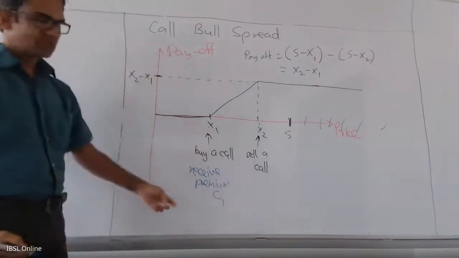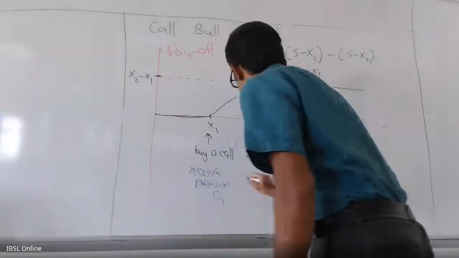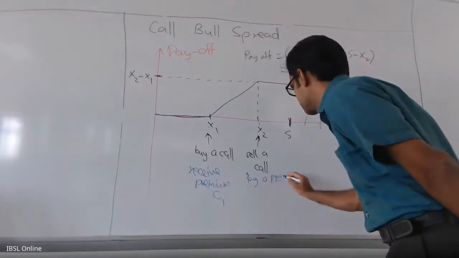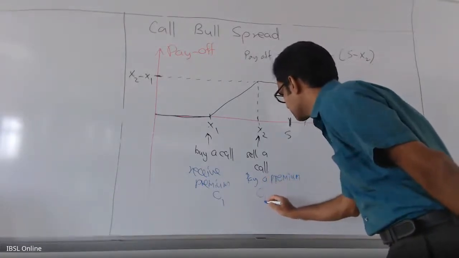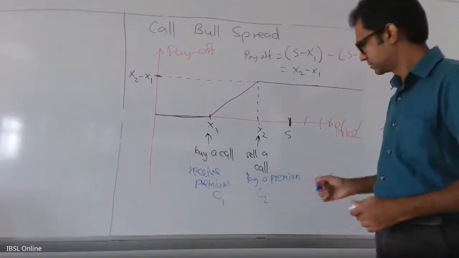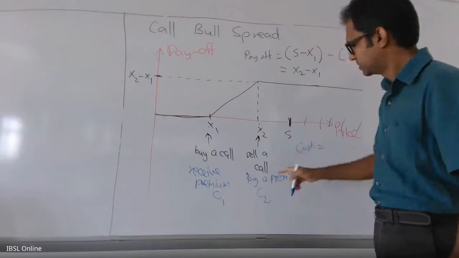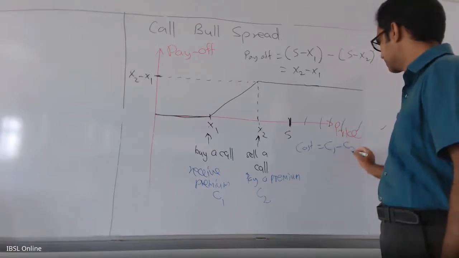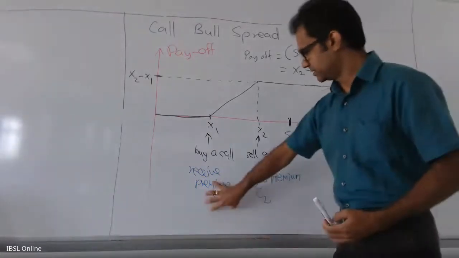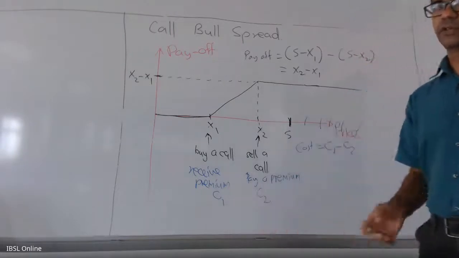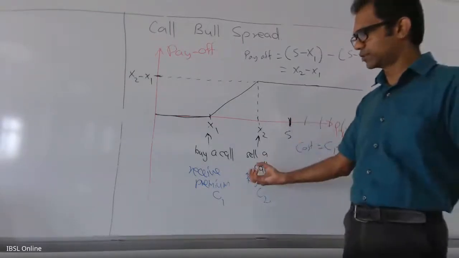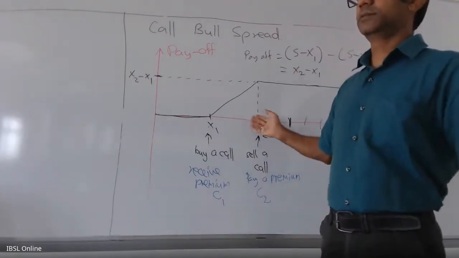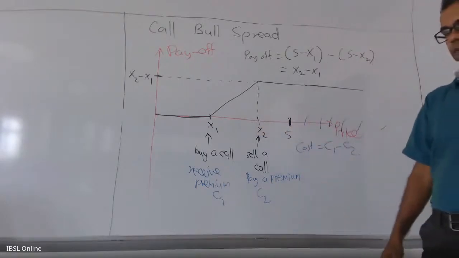C1, you receive a premium here and you pay the premium. What is your cost? As I explained earlier, C1 is higher than C2, so your cost is C1 minus C2. You pay this, you receive this, the difference is your cost. So you reduce your cost while getting the advantage of the market or higher market price, your expectation.